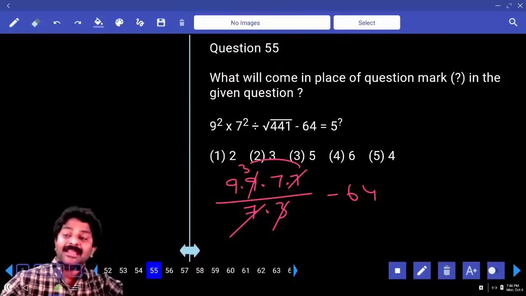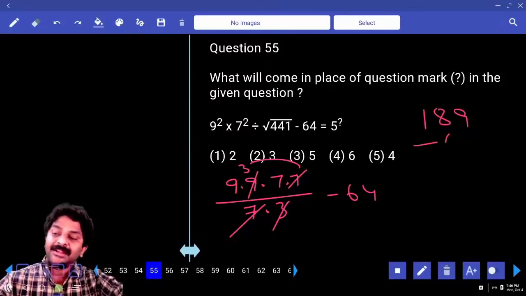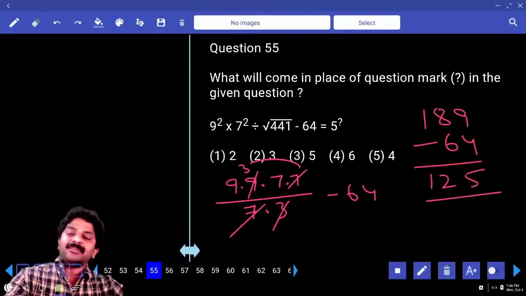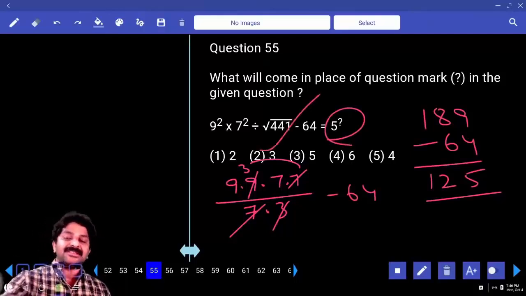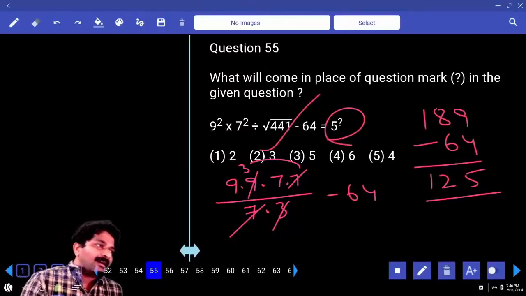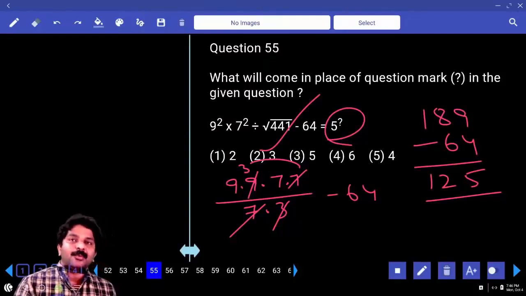That is 189. Negative number 64. If you subtract it, how much you get? 125. 125 can be written as 5 to the power of 3. 5 power 3, answer 2. 5 cube, x value is equal to 3. So option is 2.